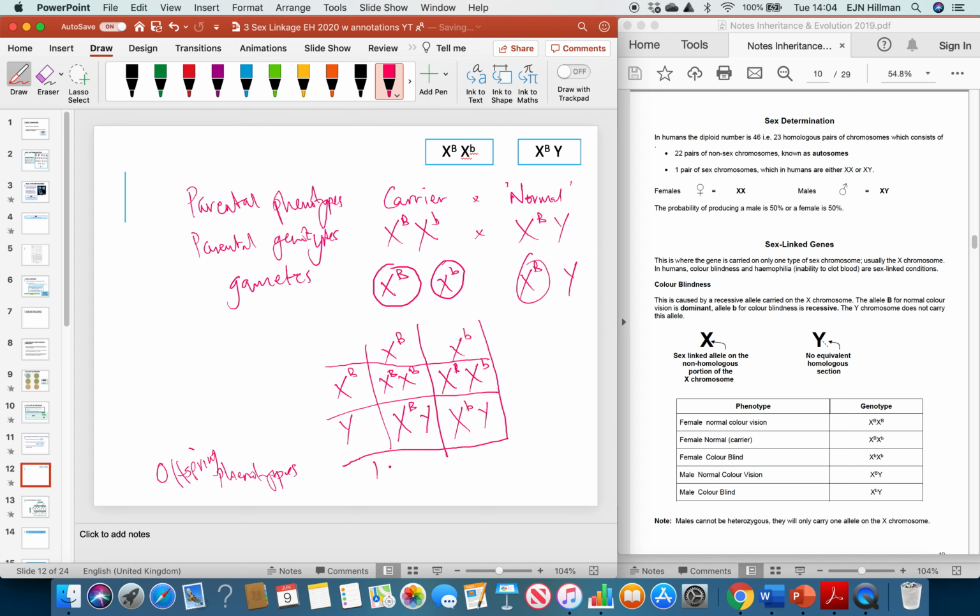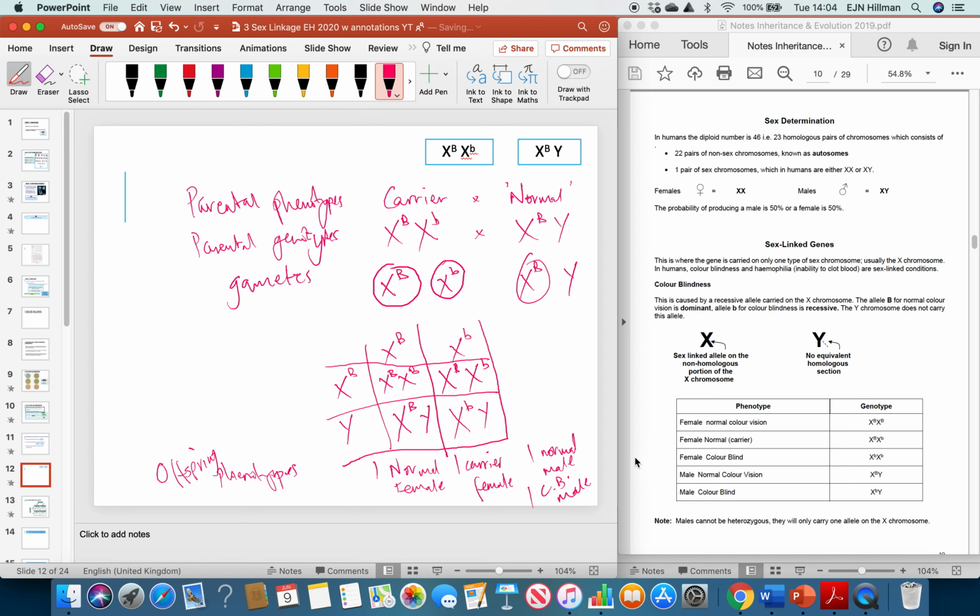1 normal female. You would have 1 carrier female, 1 normal male, and 1 colourblind male.